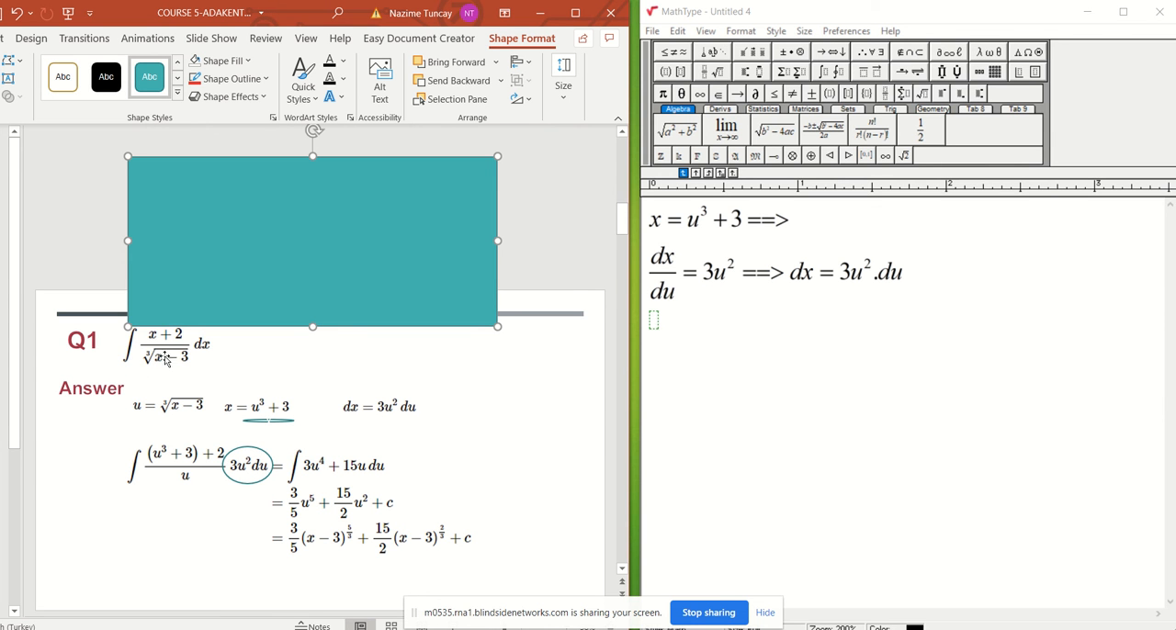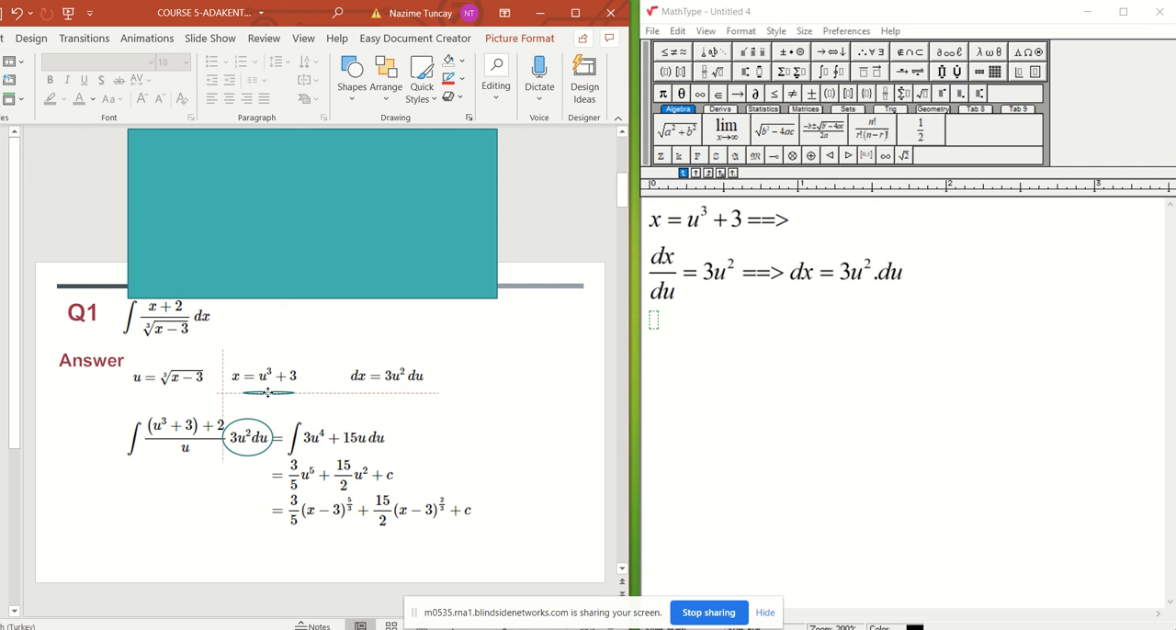U, we have said that this is u here. We have given this one the name u. And here, instead of x, we write u to the power 3 plus 2. Okay? So we have all x written as u. And now we have here u to the power 3 plus 3 plus 2. That makes 5, u to the power 3 plus 5.